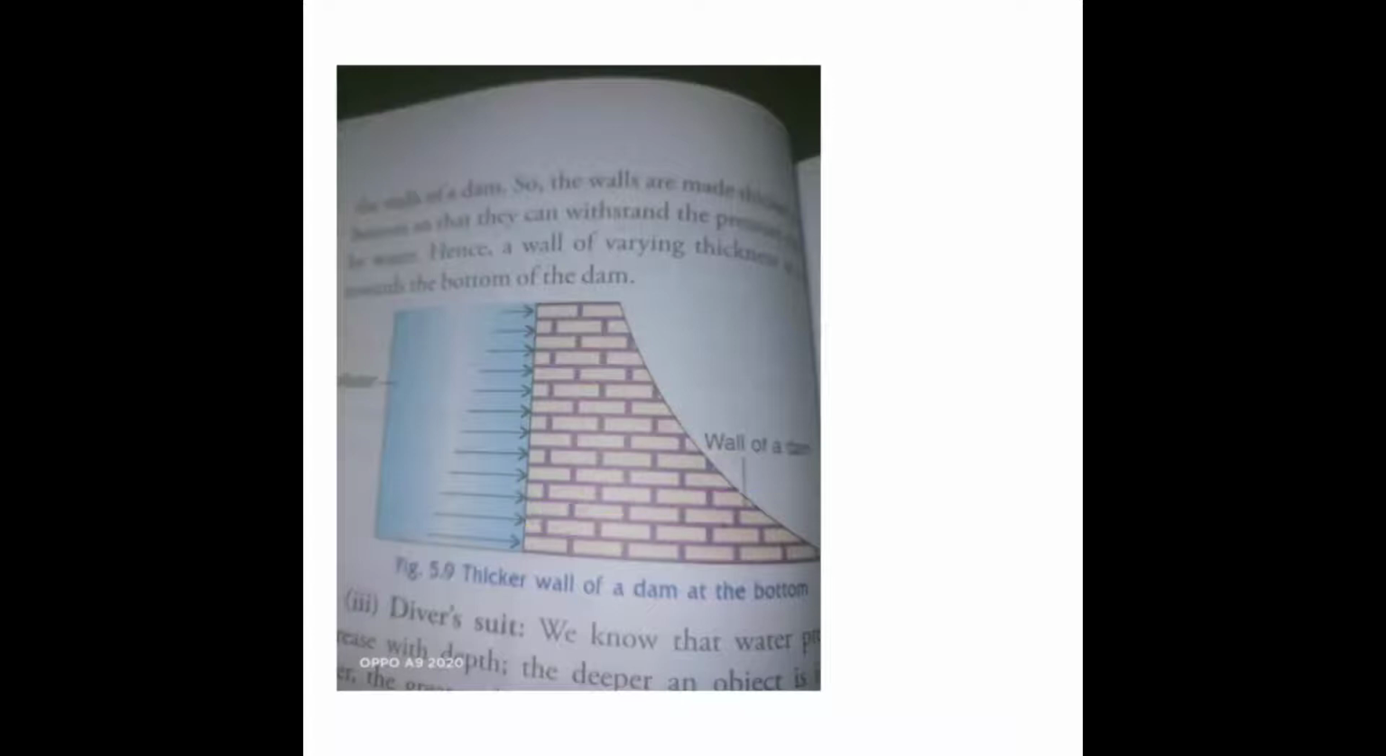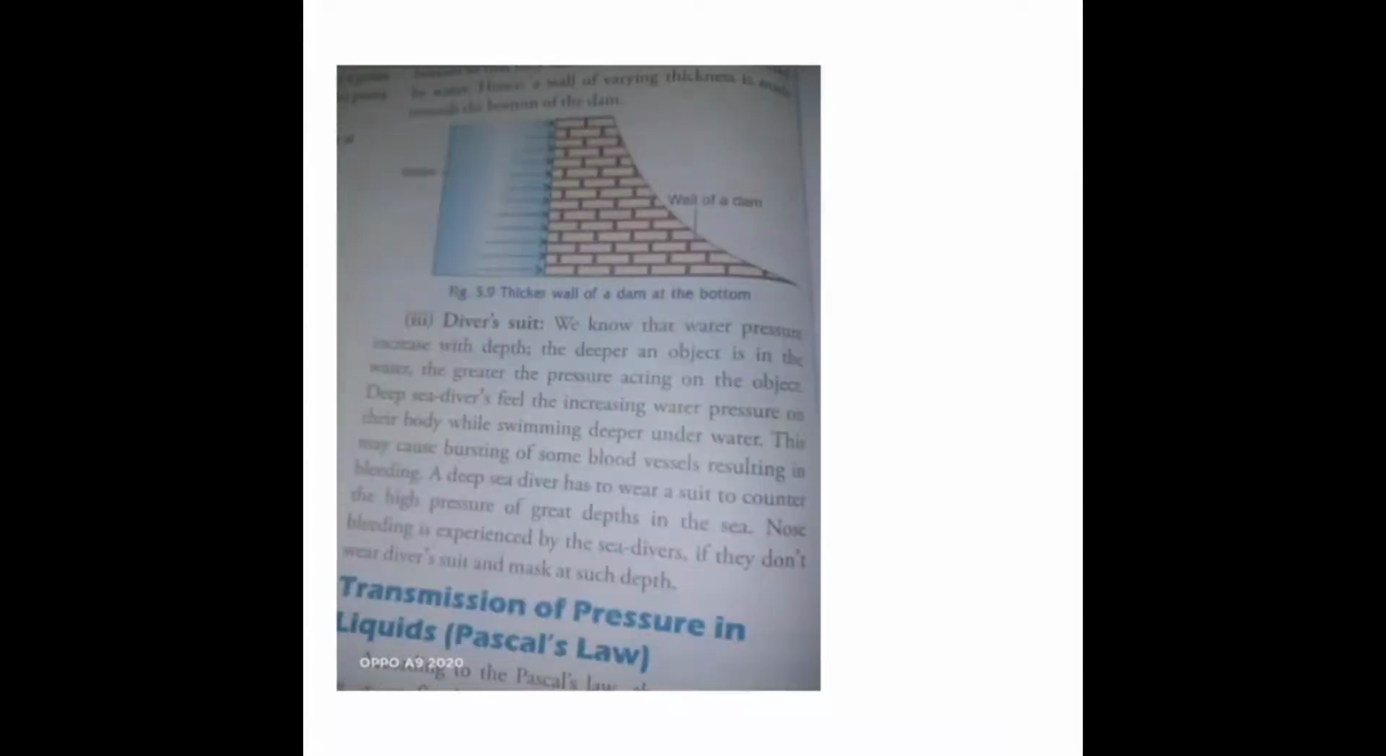Next we have the diver's suit. Swimmers use a special suit to withstand the high pressure inside the liquid, so that they won't face any suffocation. As you know, when you go into deep water, due to high liquid pressure, you face suffocation, or it may rupture your blood vessels. So they use a special suit to counter the high pressure of water at great depth in the sea. You see the topic is written here, just the term is given here.